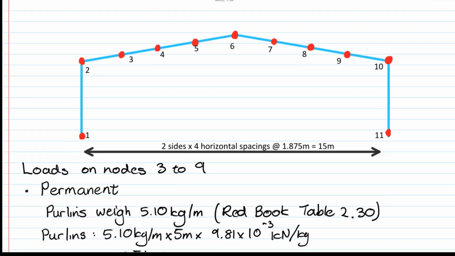So here we are coming back to our structure, and I've just added firstly some dimensions to it. With simplifying it into the nodes along the top, I've just uniformly distributed those nodes at 1.875 meters. But once again, you could do it a little bit more accurately, especially around node 6, but this will make the calcs a lot easier now for the analysis.